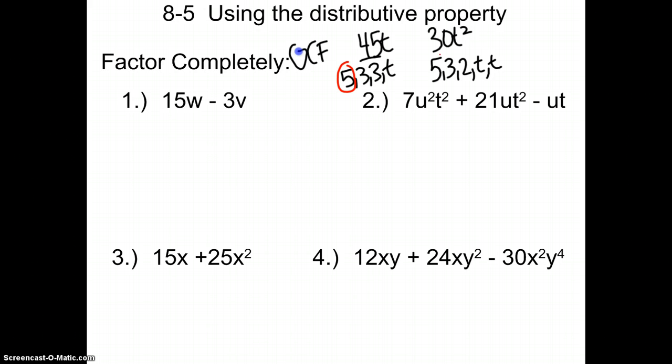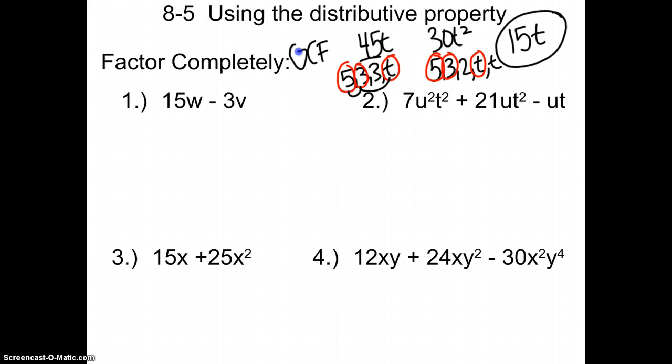They each have a 5. They each have a 3. And they both have a t. So to find the greatest common factor, we multiply what they have in common together. So 5 times 3 is 15, times t. The greatest common factor of 45t and 30t squared would be 15t.